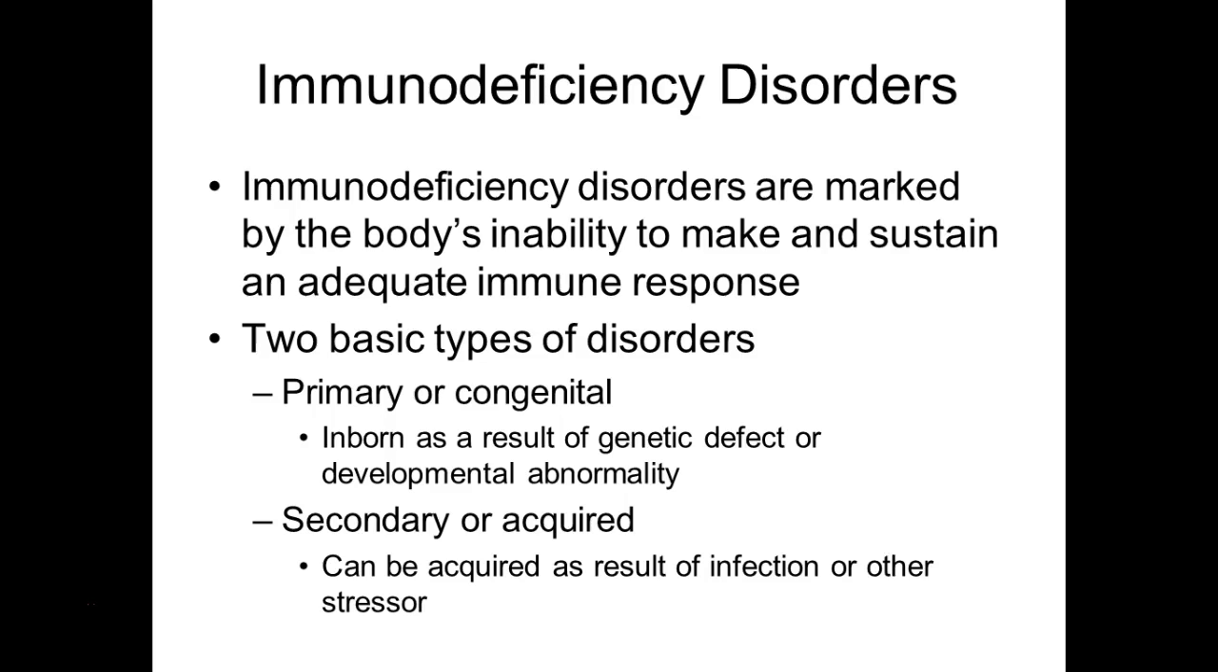So primary or congenital, these are things you're born with, or a developmental abnormality. So you might not be born right away deficient, but your body doesn't develop properly and portions of your immune system are deficient. Secondary or acquired is a result of infection or other stressor. So there's something that's causing the immune system to be deficient that you have acquired.